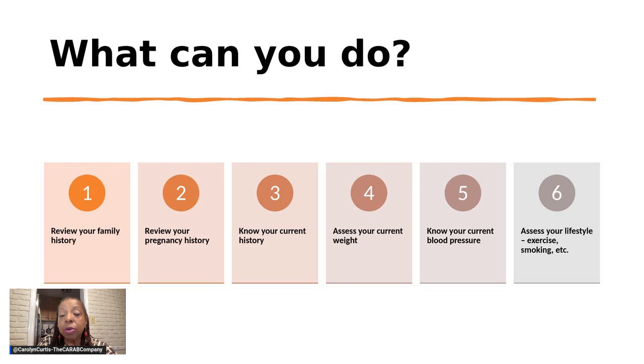The next presentation we do is going to talk about weight gain during pregnancy. Know your current blood pressure. We talked about that in regard to being at risk for hypertension during pregnancy. Also, assess your lifestyle. Are you exercising? How much do you exercise? Are you smoking? Are you using any substances? These are important things to know.